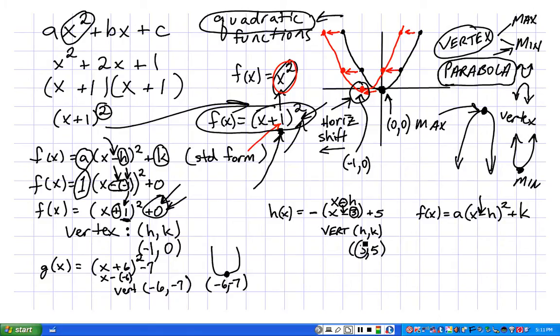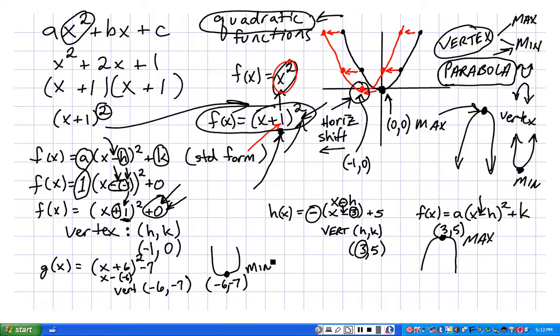Okay? So if I was graphing this parabola, the negative out here tells me that my parabola would be going down, and that my vertex would be at (3, 5). And again, because the parabola is going down, my vertex is the highest point, so that would be considered a max. And over here, because my parabola was going up, my vertex would be the lowest point, so it'd be considered a min. Alright?